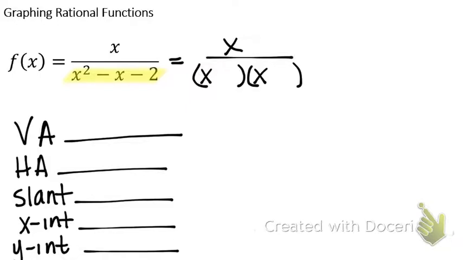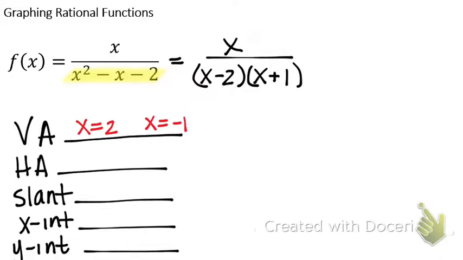What are your 2 numbers that multiply to be -2 and add to -1? x minus 2 and x plus 1. So nothing cancels out. Your vertical asymptotes come from your denominator. So both of these, you have 2. Your first one would be at x equals +2. The second one is at x equals -1.